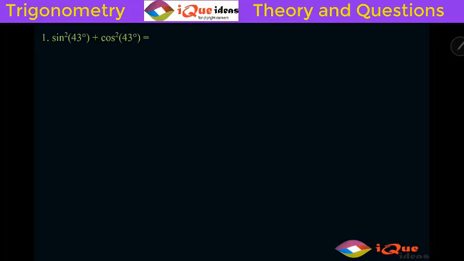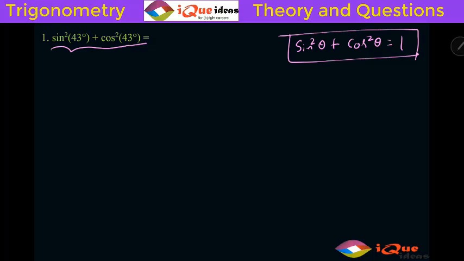Alright, so now that we have done the formulae of trigonometry, let's start with these questions, right? This is the first question. It says sine square 43 degree plus cos square 43 degree. For that, we need a formula that is sine square theta plus cos square theta is equal to 1, irrespective of the theta value. Look at this closely.